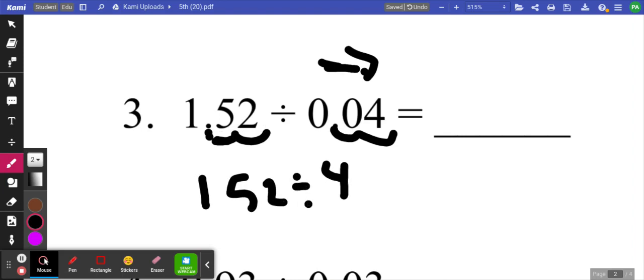And bring the division down. What is 152 divided by 4? It is 38.